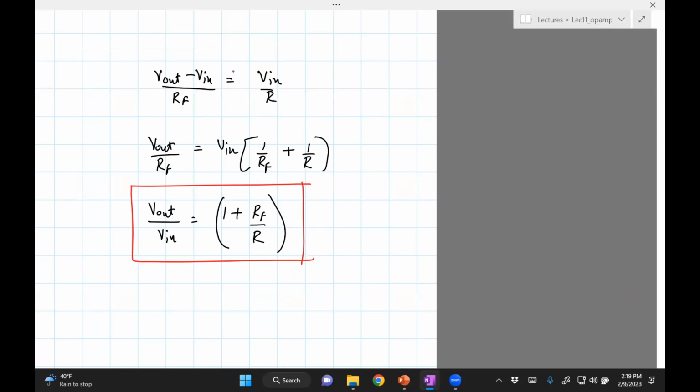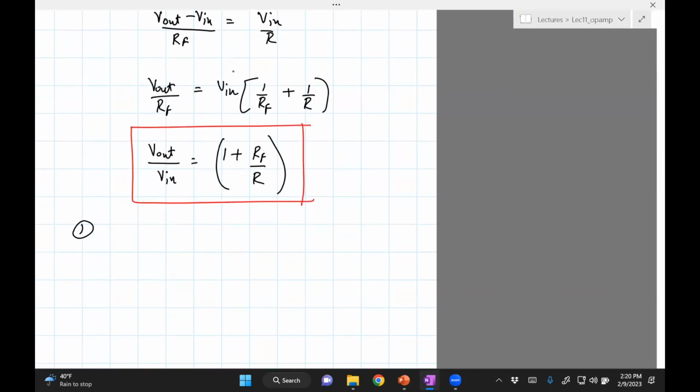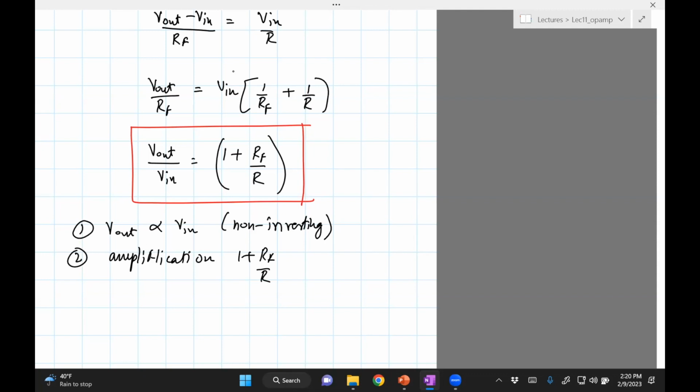So it's telling us two things. One is that V_out is proportional to V_in, which is saying it's non-inverting. It's not going to be the negative. And then the second thing is that the amplification is simply 1 plus RF divided by R. So you can choose RF and R, and you'll get the amplification.